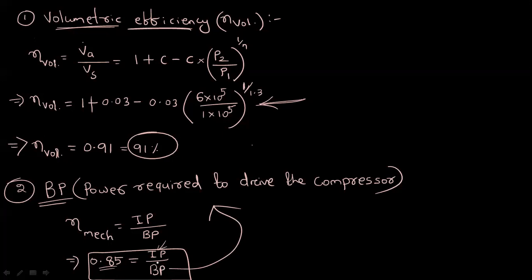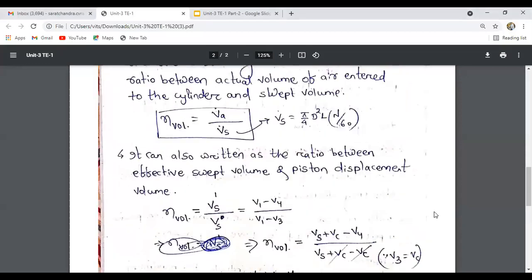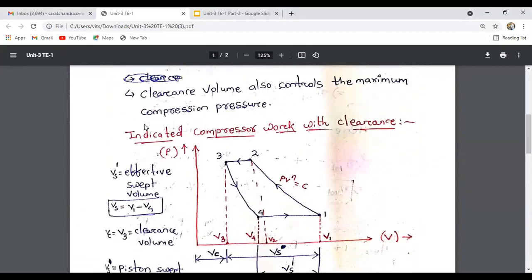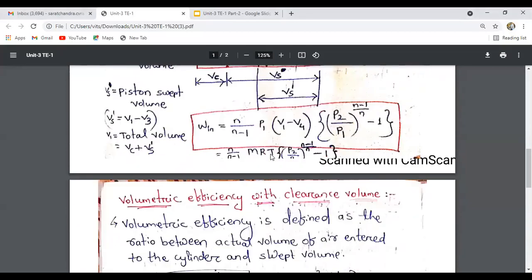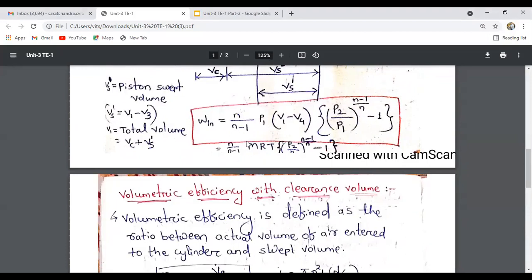Now how to calculate the indicated power? To calculate the indicated power, or the power of the compressor, we apply the formula that I have shown. For the indicated compressor work, the formula is: work done equals n by n minus 1 times m R T1 times (P2 by P1) to the power (n minus 1) by n, minus 1.